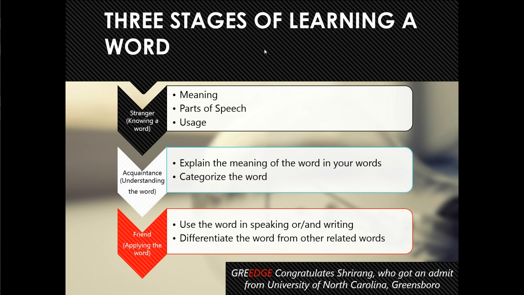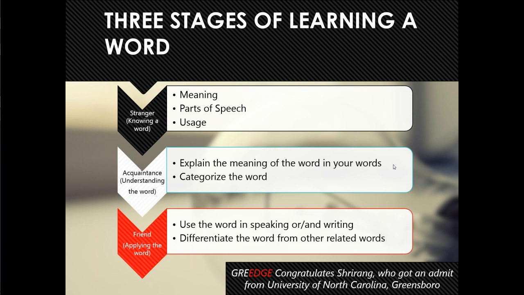So when we come across a new word, it's a stranger. Then we look it up, and it becomes an acquaintance. Then we start using it in our daily conversation, and it becomes our friend. So there are 3 stages in word learning. If you're clear with these 3 stages, word learning will become very, very easy. What are the 3 stages in word learning? Stranger, acquaintance, and friend. I think you guys have got those 3 stages now.